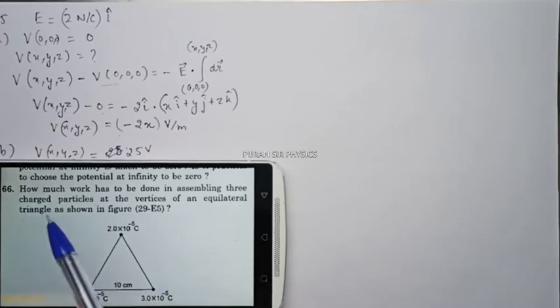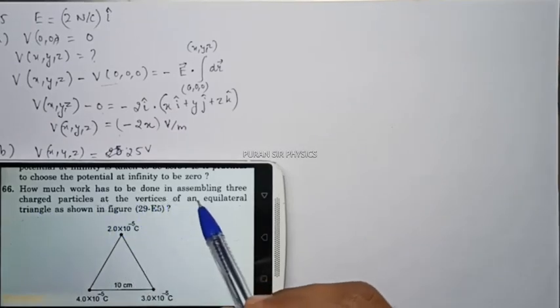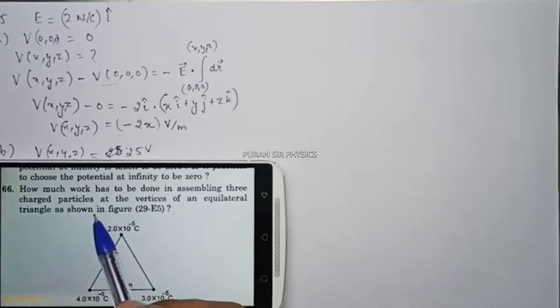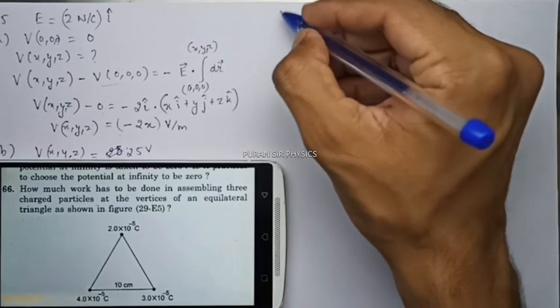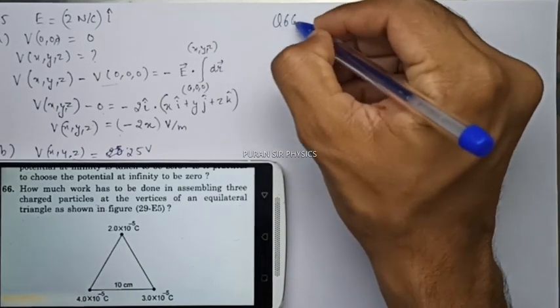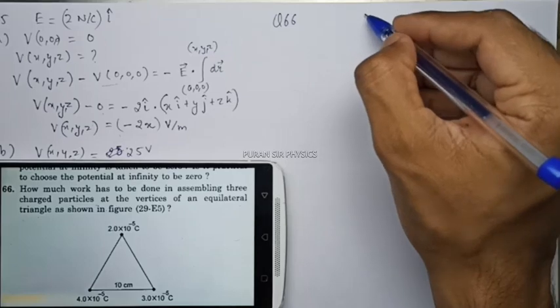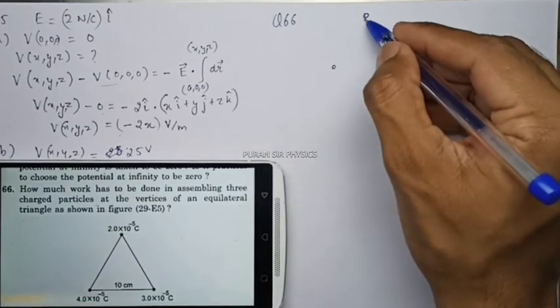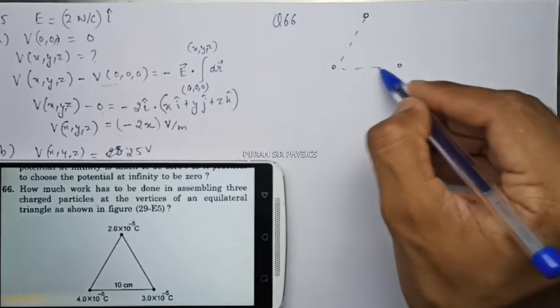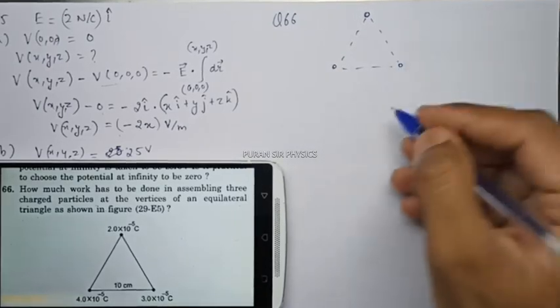In question number 66, how much work has to be done in assembling three charged particles at the vertices of an equilateral triangle as shown in this case? Okay, so here we have three charged particles which are placed at the vertices of an equilateral triangle.